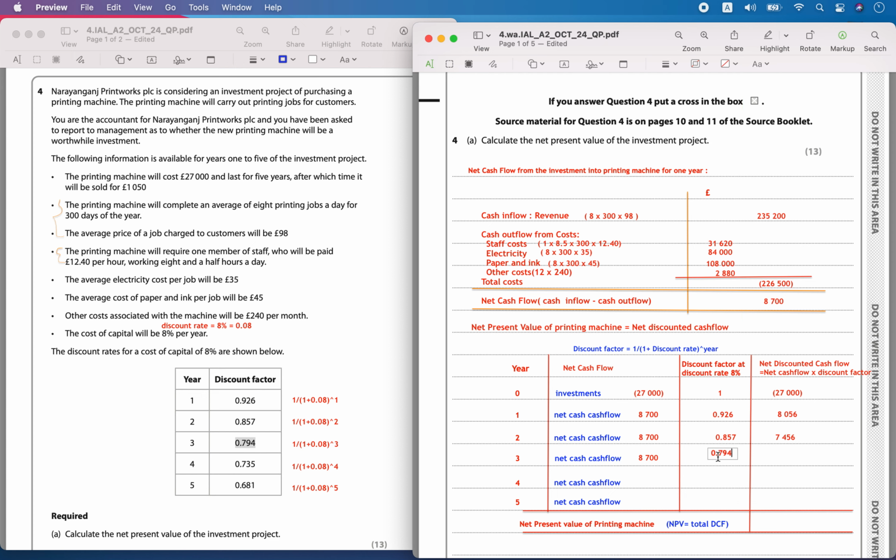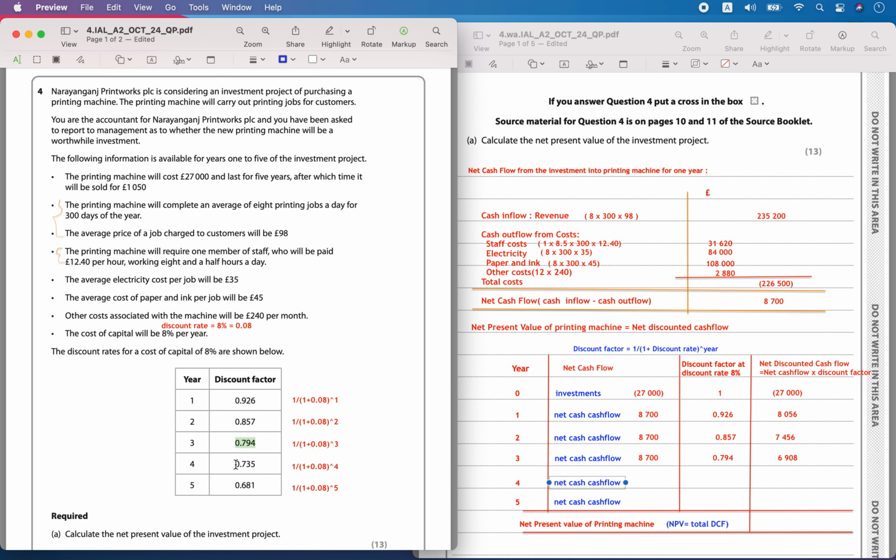So let's write it here, 0.794. Okay, so multiply it, 8,700 times 0.794, that is equal to 6907.8. I'm going to round this off to 6,908.